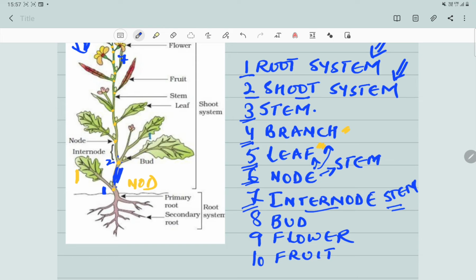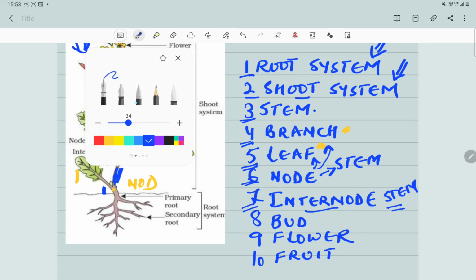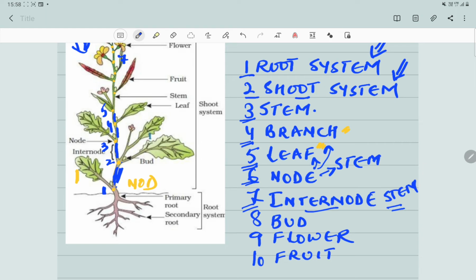So we got one more internode here. Why? Because this is between the second and the third node. And then we've got one internode here, between the third and the fourth node. And the stem between the fourth and the fifth node is another internode. So an internode is a small tiny stem which is found between two nodes. Let us look at the next part of the plant, which is known as the bud.